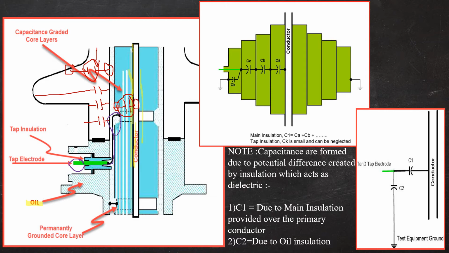So before performing tan delta, the tan delta point has to be ungrounded. Means we have to open the tan delta point. And the porcelain is always permanently grounded. Means the core is always permanently grounded at zero potential.